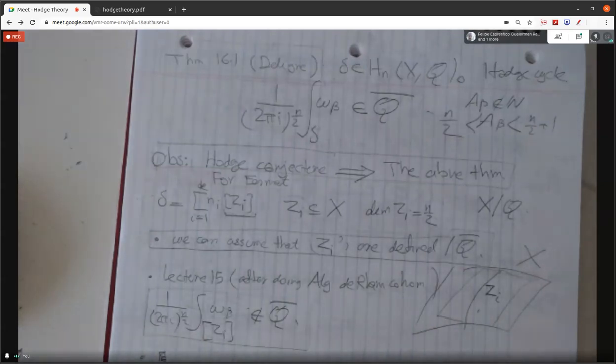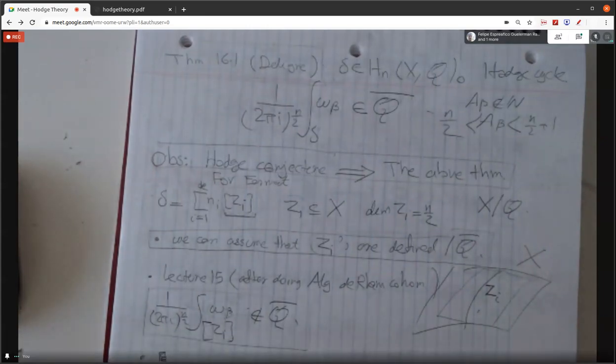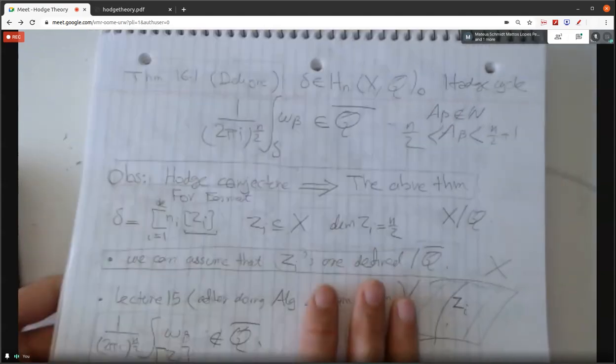Okay, so any question? Okay. So let's go back to the structure of our integral.